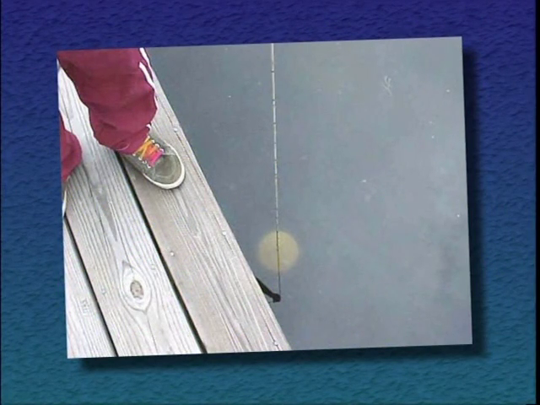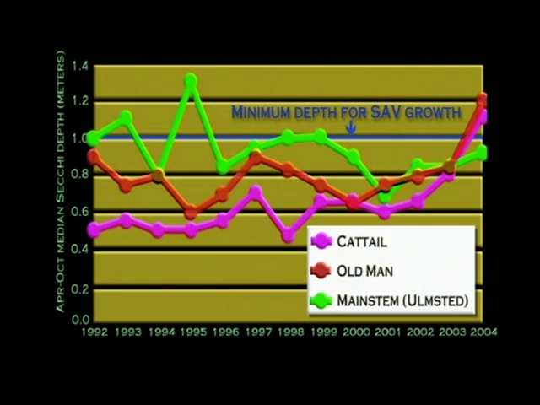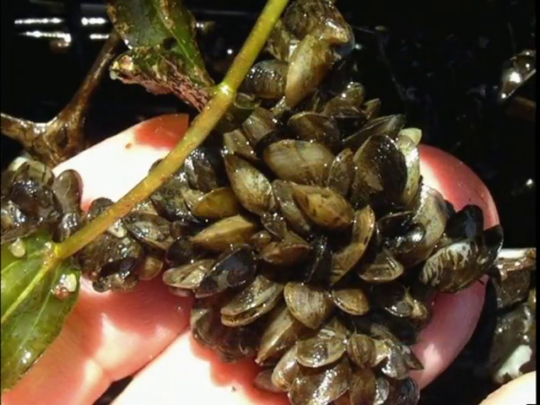Measurements of water clarity by Secchi disc were made in Cattail Creek, Old Man Creek, and the river at Olmsted Point. Water clarity improved more in the creeks than in the main stem of the river, and water clarity in the creeks was better than that needed for underwater grasses to grow. We cannot say for sure that this improvement was caused by the increase in mussels, but we do not know of any other possible causes. We will continue to monitor the dark false mussel population in the Magothy River.